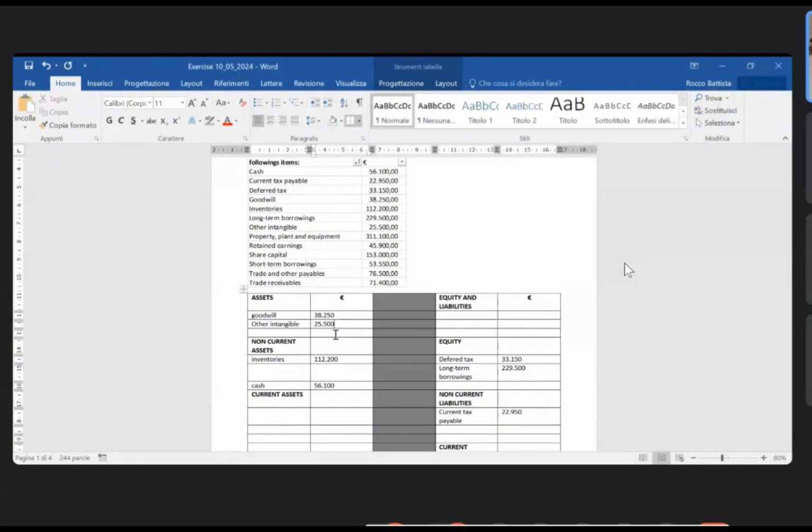Property, plant and equipment. It's also non-current assets. Non-current asset. You can use this item after the normal cycle period, the economic period. So property.